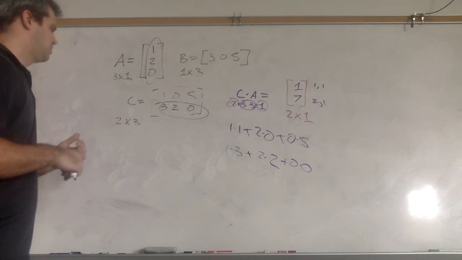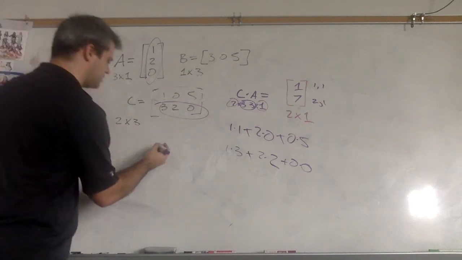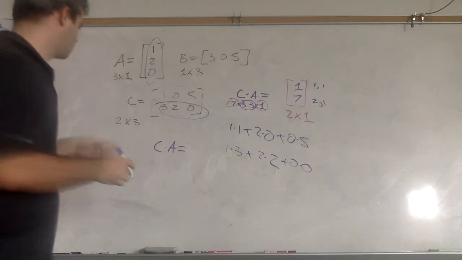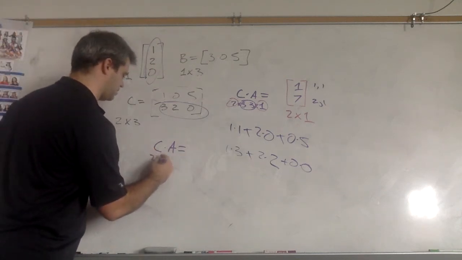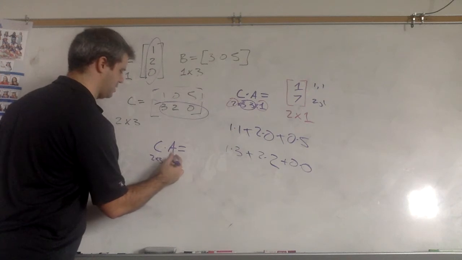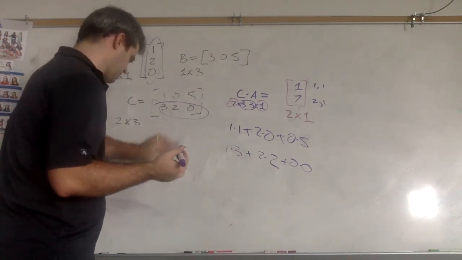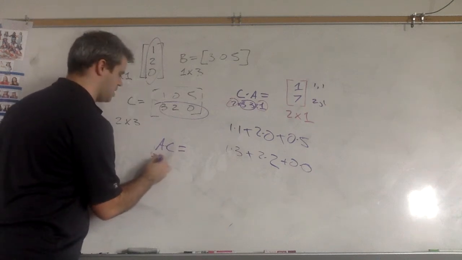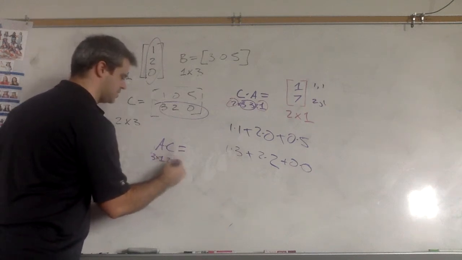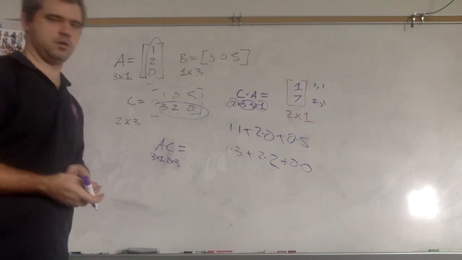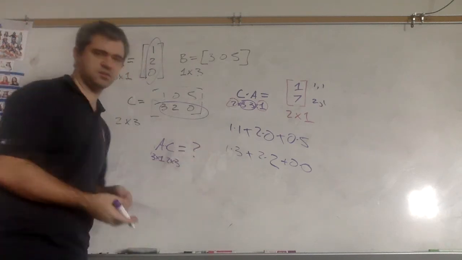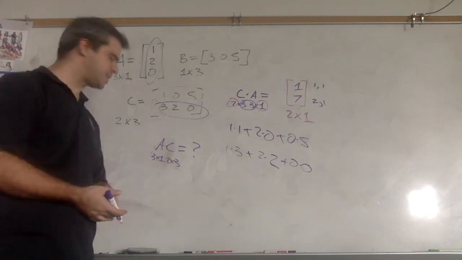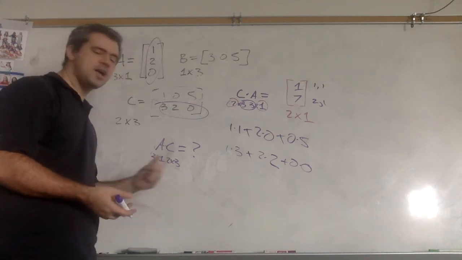Now, what is C times A? Well, C is a 2 by 3. A is a, well, I already did C times A. I meant, what is A times C? Sorry, 3 by 1. This is a 2 by 3. We can't do this, okay? Because these inside dimensions here don't match. The first column and the second row.